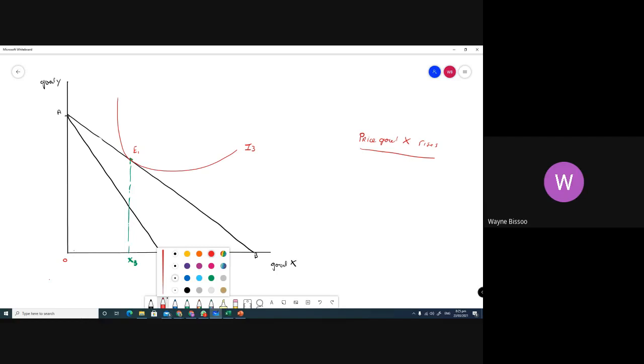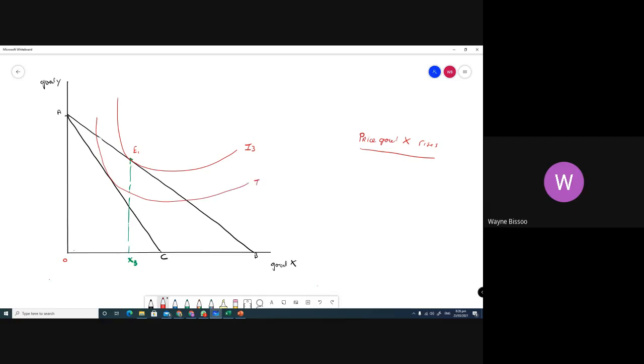All right, so it means now I'm going to have to go backwards to this new indifference curve here. So new budget line AC here. I'm going to look for a new indifference curve that I can actually get to, and that's going to be this one here.